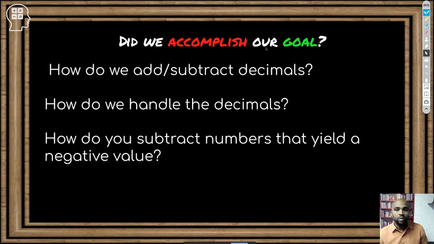All right, so we did it all. How do we add and subtract decimals? We talked about how to do that. Keep the decimals lined up and just add straight up and down vertically. How do we handle those decimals? Well, just keep them in the same order. And how do you subtract numbers that yield a negative sign? Make sure you just put the bigger number first, the larger looking number, I would say, and keep your negative sign when you know those numbers are going to be negative.